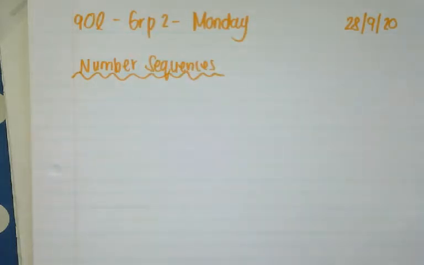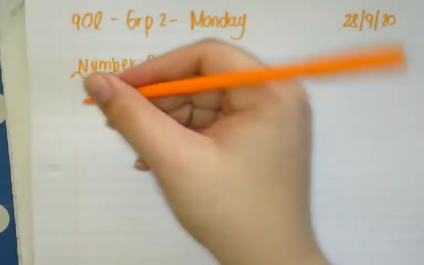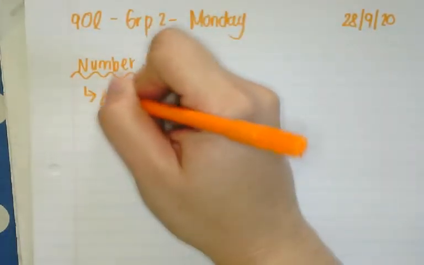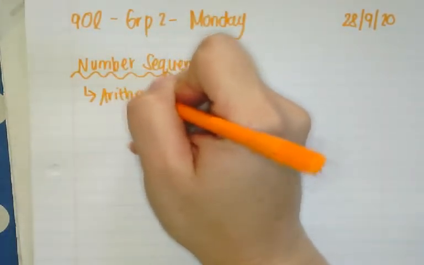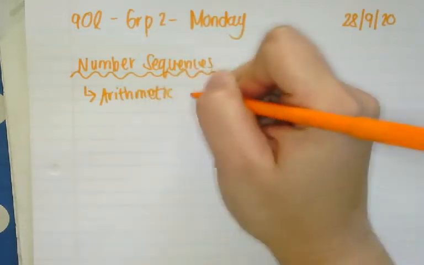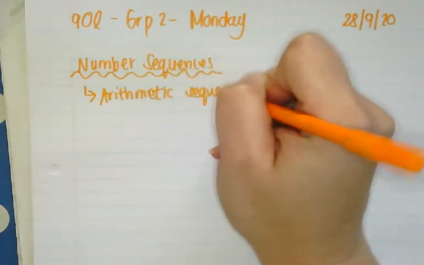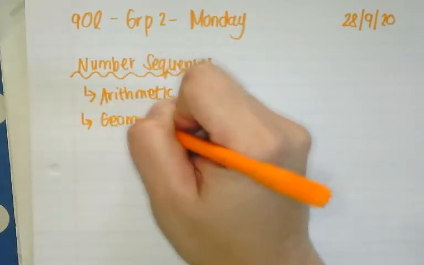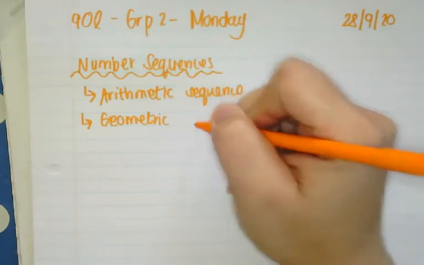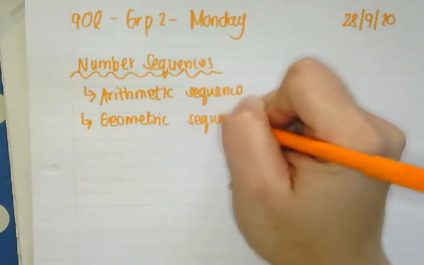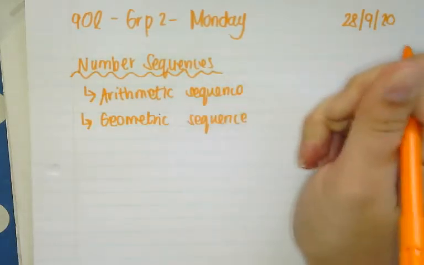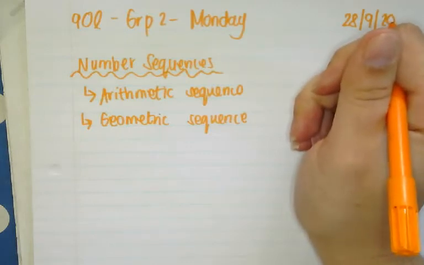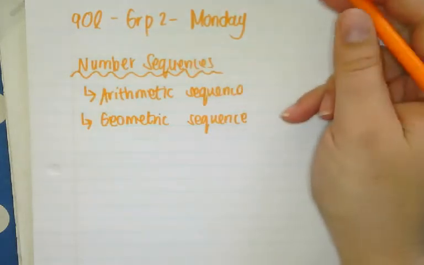Okay, so we know that there are two types of number patterns. They're not the only ones, but they are the two that we deal with in junior phase. It is my arithmetic pattern or arithmetic sequence and my geometric sequence. There are definitely others, like the quadratic sequence, which you learn in grade 10, and other types of sequences you learn in matric and university.